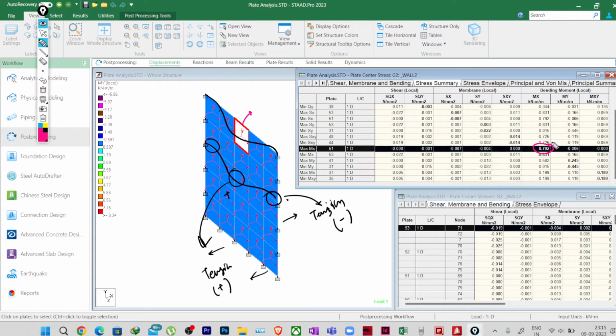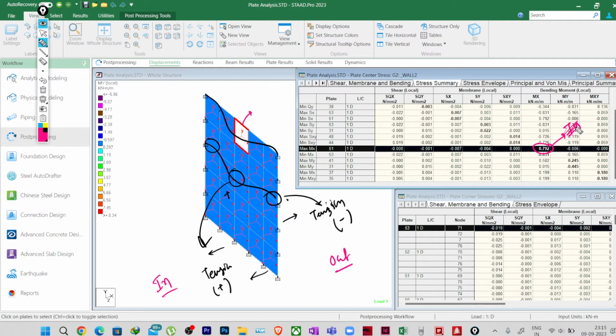And then in this case, this positive value will be in which direction? Sorry, this is my inner face, this is my outer face. Now tell me, this positive moment 0.792, will it be for the inner face reinforcement or outer face reinforcement? Obviously, as the bending at this mid location is happening along the local Z axis, which is inwards, this moment is for the inner side.